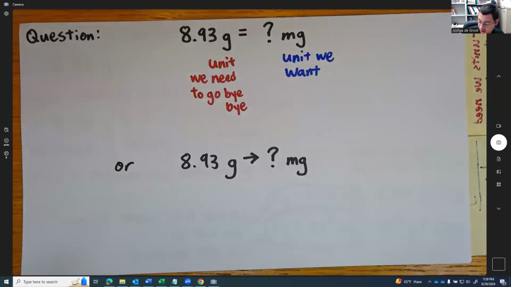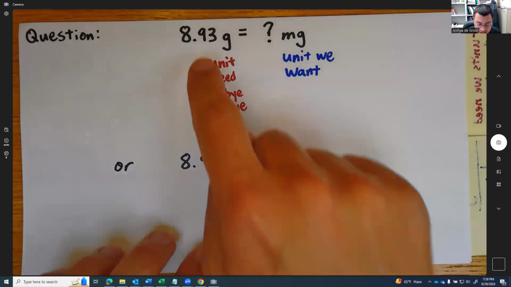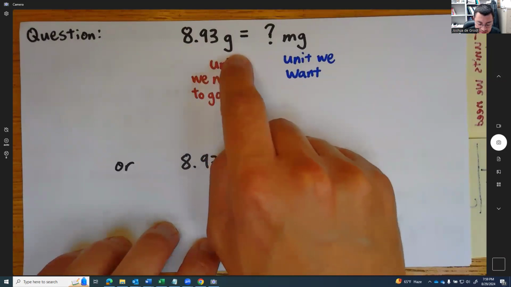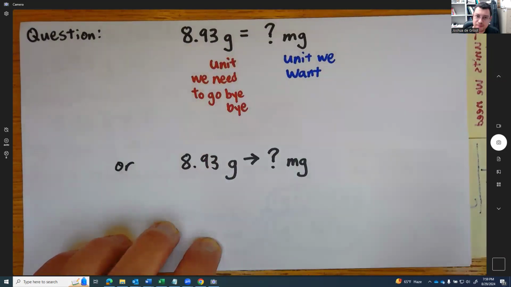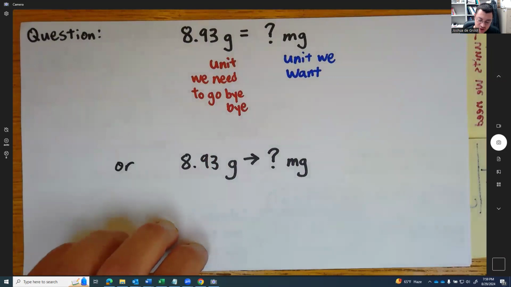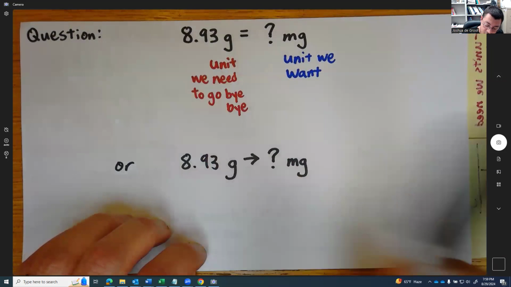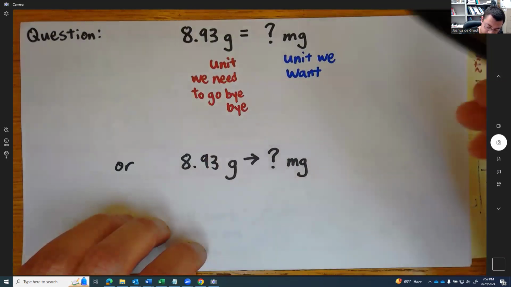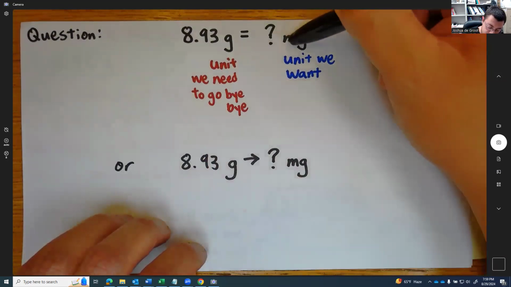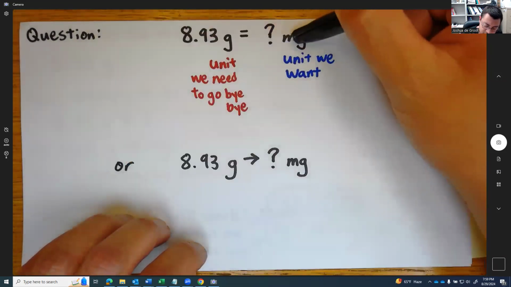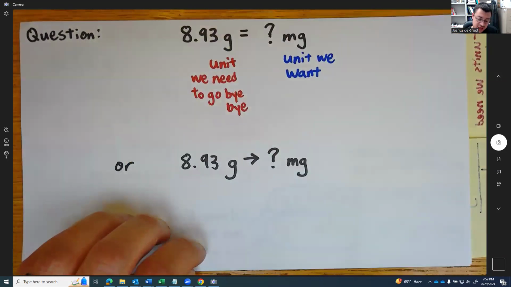I only have one real main example problem today, and that's going to be right here. Let's say we were measuring the mass of something, and we got 8.93 grams. The mass of something like a pen is maybe around 9 grams or so. So let's just say we measured the mass of a pen. We want to calculate in this question how many milligrams is equal to 8.93 grams.